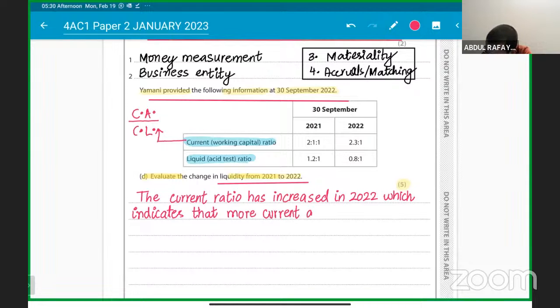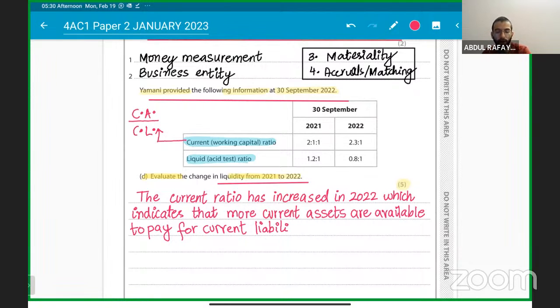More current assets are available to pay for the liabilities, the current liabilities. Getting it clear? More assets are available to pay for current liabilities. Or you can say that whenever the debts are due, the funds are available from the shared resources.